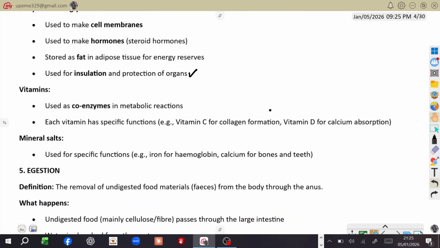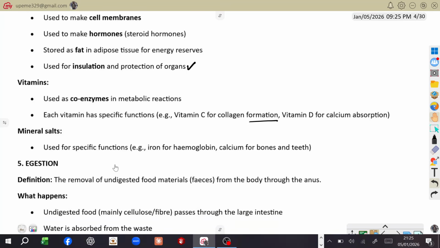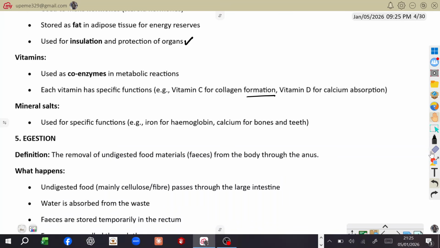Then we come to vitamins. Vitamins are used as coenzymes in metabolic reactions. Each vitamin has specific functions, for example vitamin C for collagen formation, and vitamin D for calcium absorption. All right. Mineral salts, when they are absorbed, are used for specific functions, for example iron for hemoglobin formation, and calcium for bone and teeth formation.